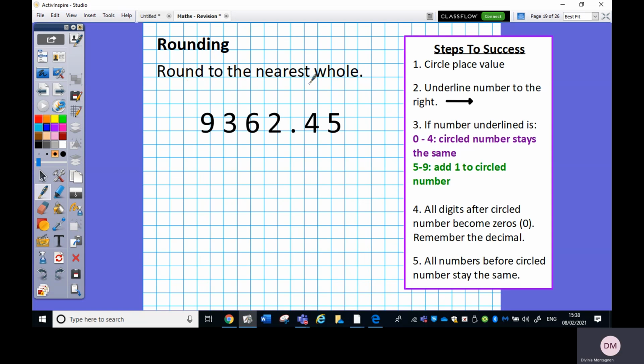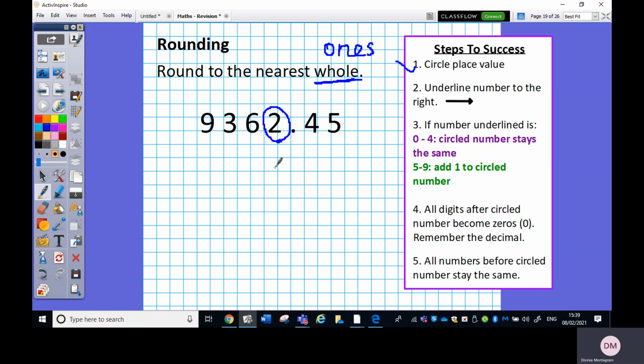Good. Now we're rounding to the nearest whole. What does the nearest whole mean? What place value is it when we say to the nearest whole? Can you tell me? If I said that I had one whole pizza, where would I write 1? Yeah, I'd write it here. It would be 1. So actually, a synonym of whole is 1. So it's always talking about the ones. So I'm going to circle the ones. Excellent. Okay, can you read the next step to success?